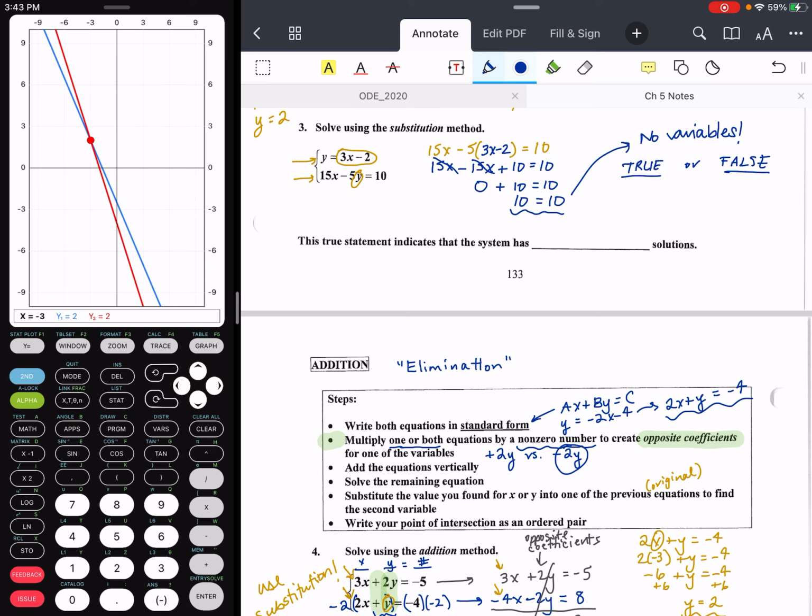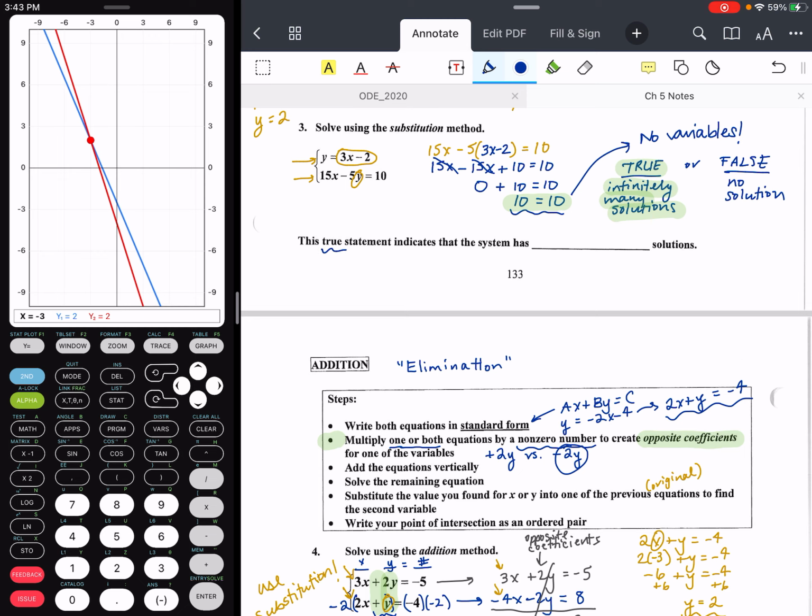If it's a true statement, then I say that I have infinitely many solutions. And if it's a false statement, I say I have no solution. And in this case, 10 equals 10 is a true statement. So I'm going to say that I have infinitely many solutions.